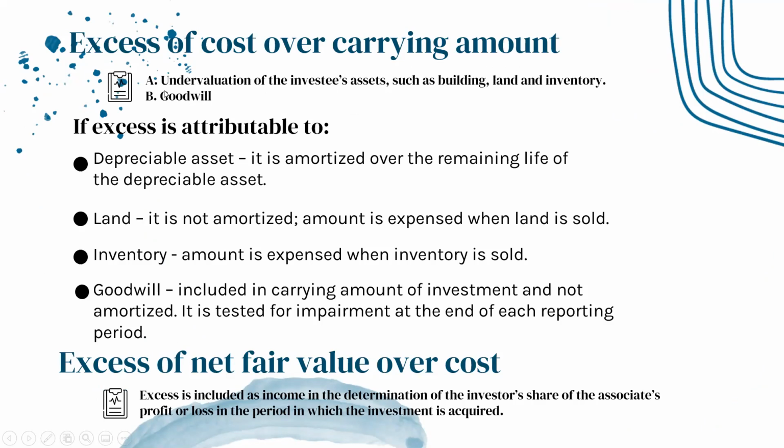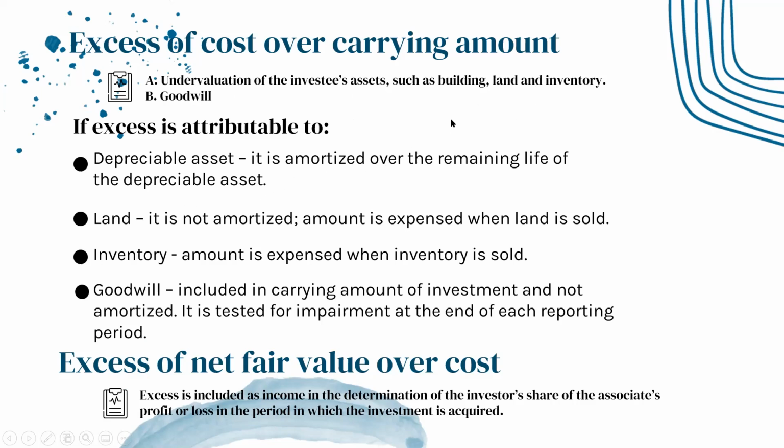First is to check if there is an undervaluation of the investee's assets. So, for example, yung building niya, yung land or yung inventory niya is undervalued. So, doon natin siya i-reflect. Next is kung wala, is through goodwill. So, kapag ang excess is attributable sa any depreciable assets such as yung building, it is amortized over the remaining life of the depreciable asset.